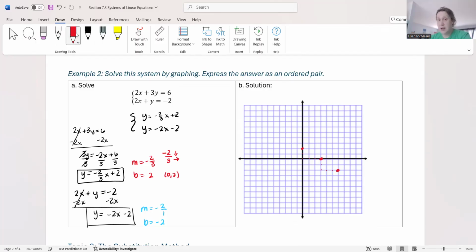Remember, we could reverse that. Instead of going down 2, we could go up 2. But if we go up 2, we have to go to the left 3. Okay? So I could go up 2 and then to the left 3. And I have yet another point on the line.